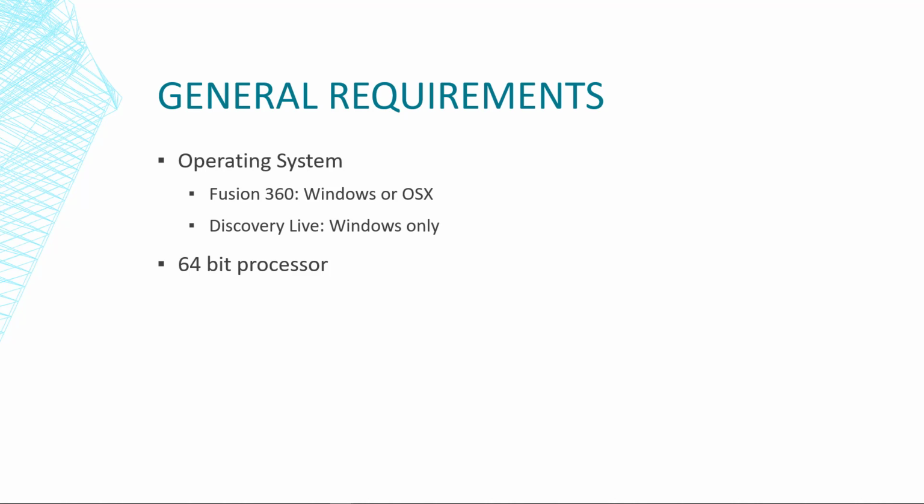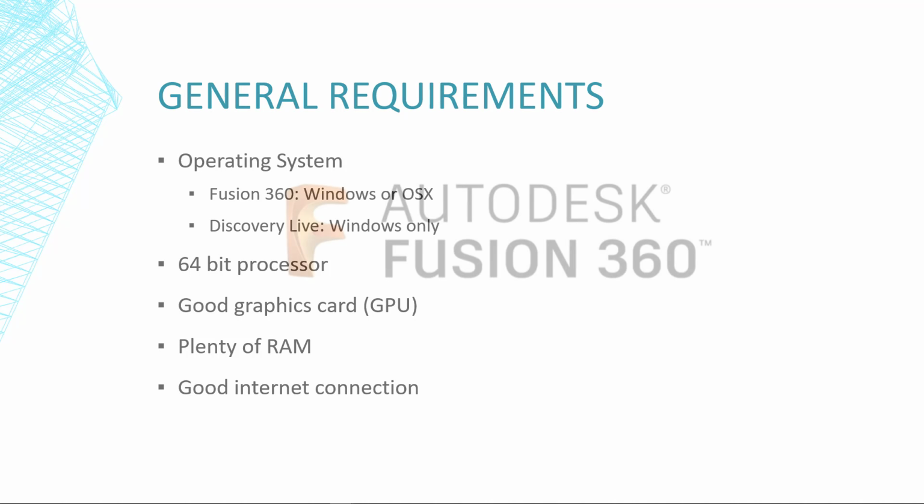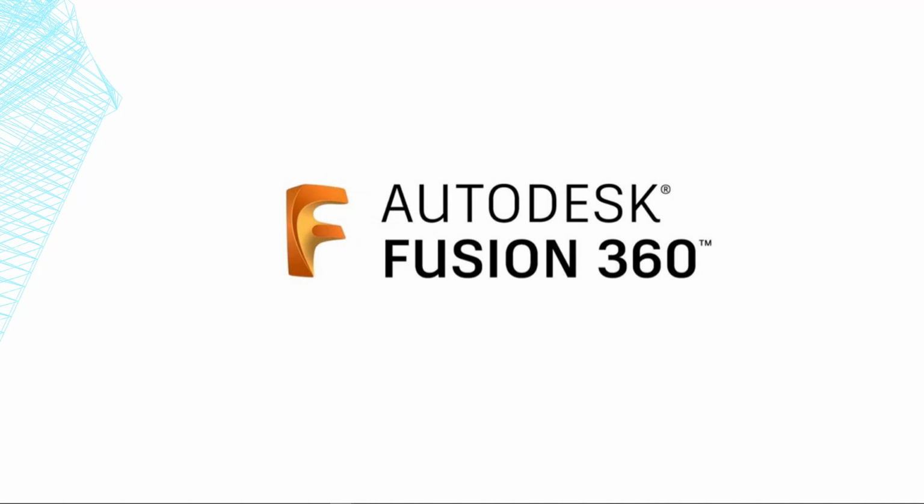Both programs require a fair amount of graphical processing and memory. We'll see more specific details for each in a minute. Lastly, besides being necessary for downloading and installing, a good internet connection is needed for Fusion 360 in order to store files and use cloud-based services like physics simulation. Let's first look at Fusion 360, which has easier system requirements.